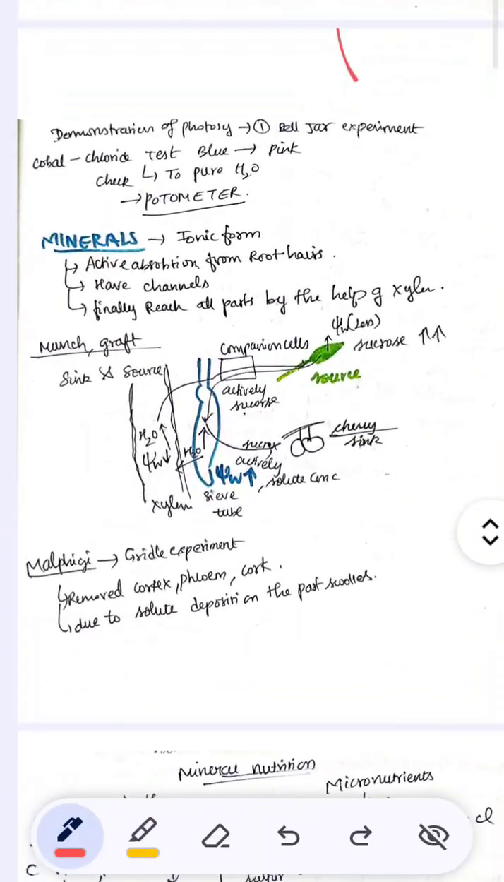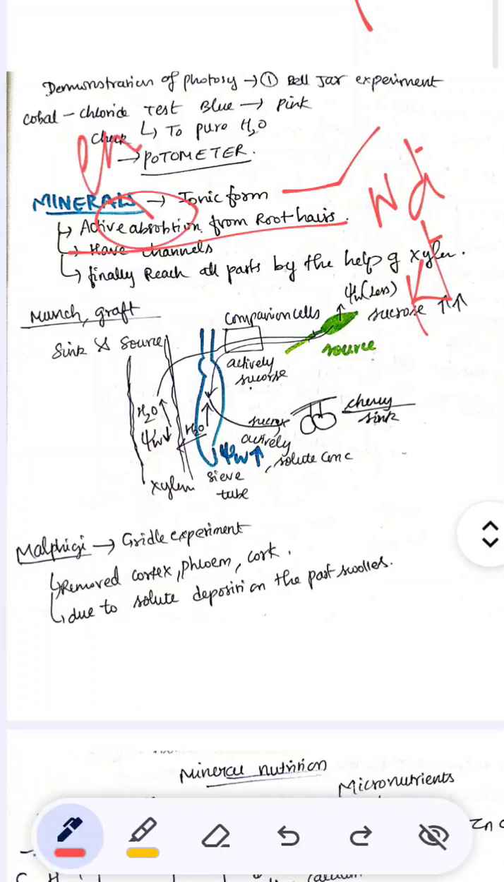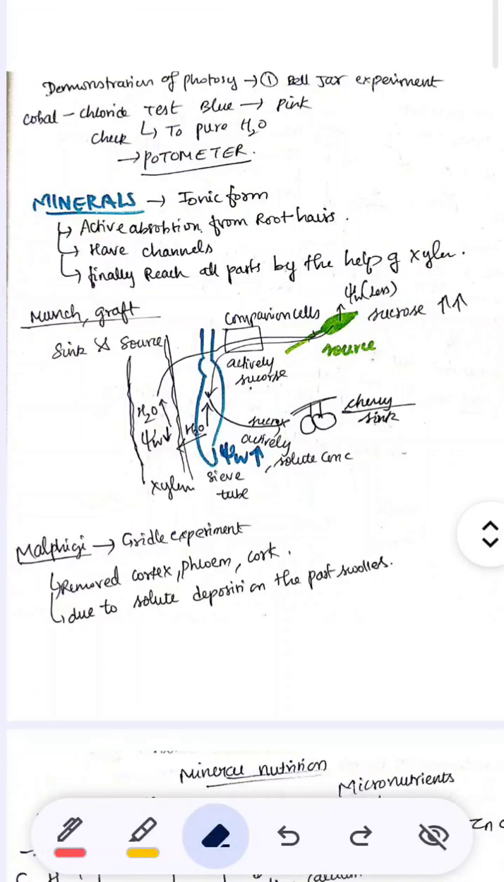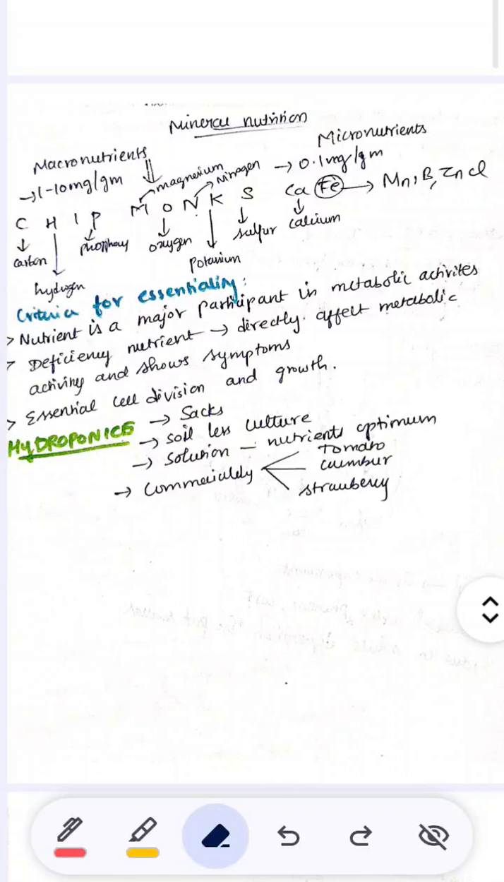So here you can observe the minerals which are ionic in form, say for example sodium ion, potassium ion. So they have active absorption from root hair. Active absorption means there is utilization of energy. So finally they reach all parts with the help of the xylem, because xylem has an ability to transfer the water and minerals bidirectionally.